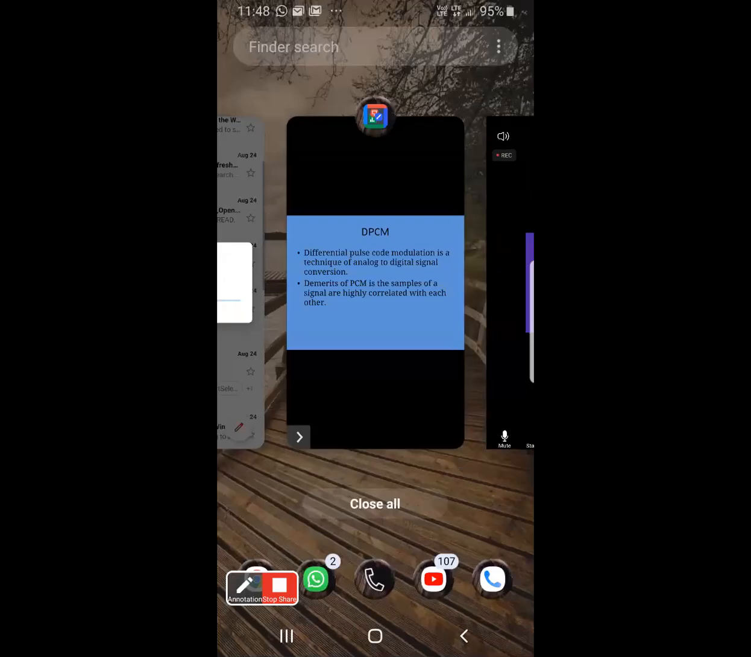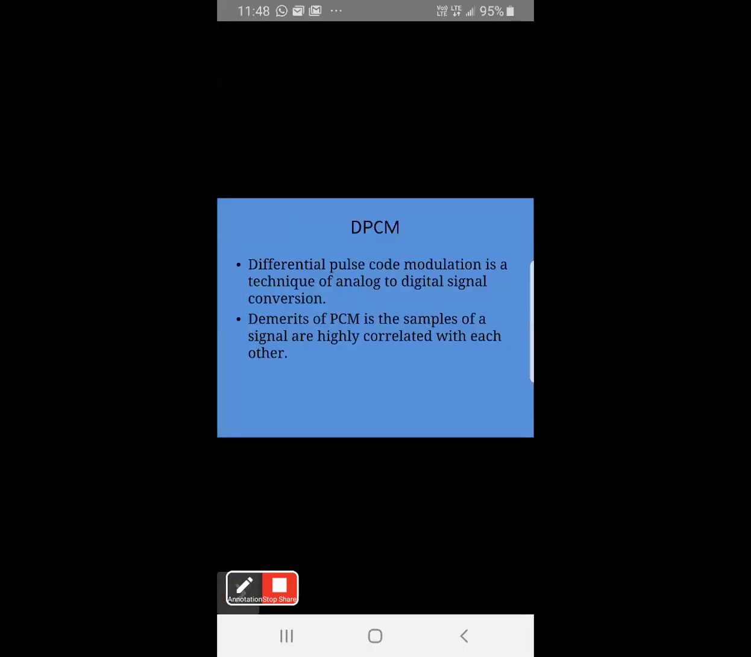Differential pulse code modulation, DPCM అంటాం. It is a technique which is similar to PCM, and it is also analog to digital conversion. Whatever analog signal you give to the DPCM will be converted in a similar way to PCM, into a digital binary sequence of zeros and ones.